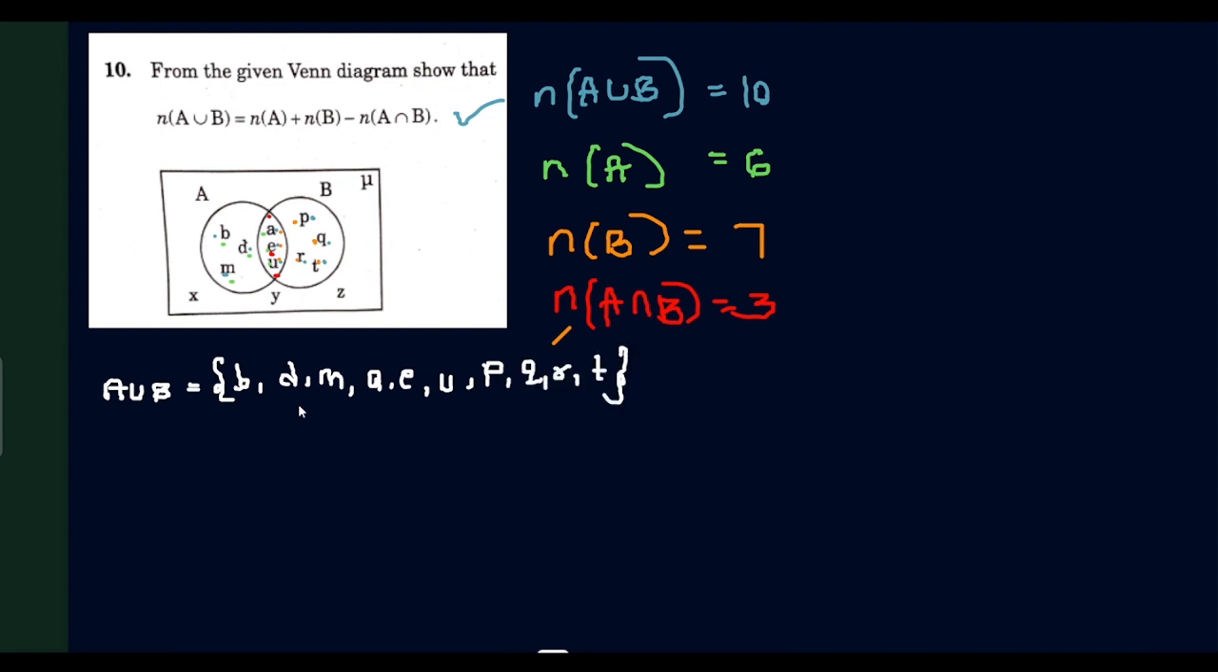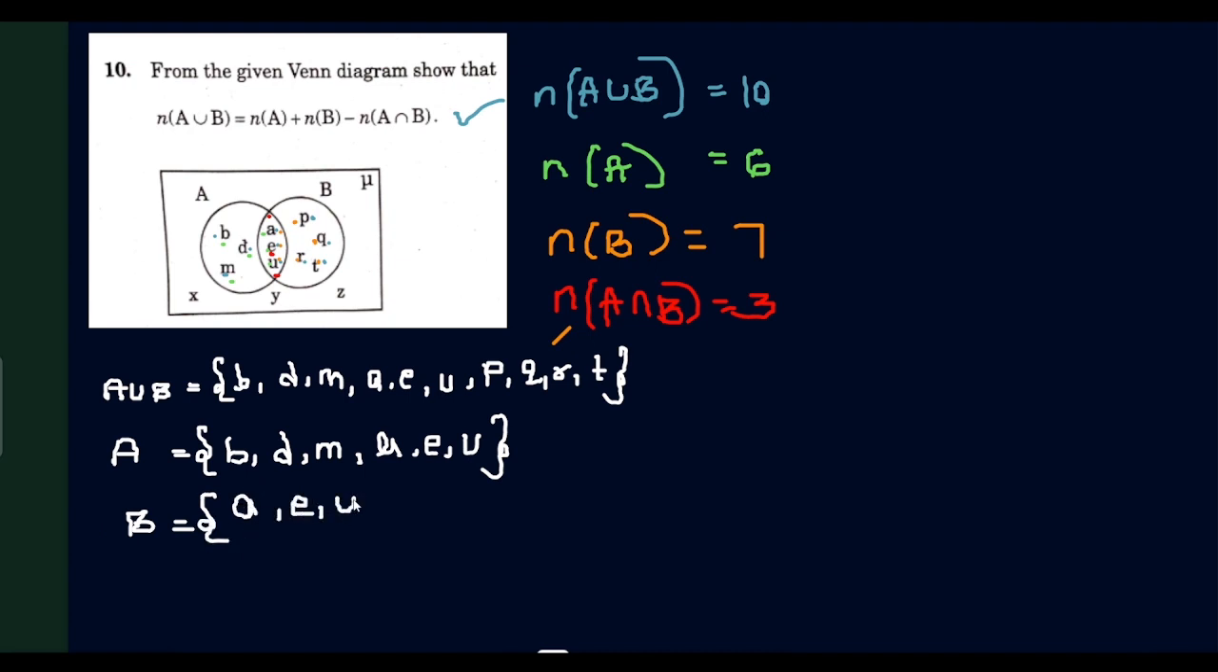And A only. So what is it? B, D, M, A, E, and U. And then B. What is B? In B, we have A, E, U, P, Q, R, T. And then A intersection B, we only have three letters: A, E, U.